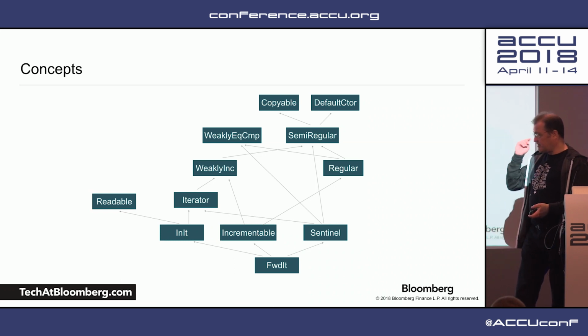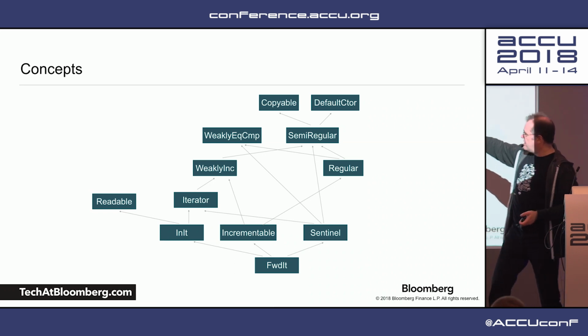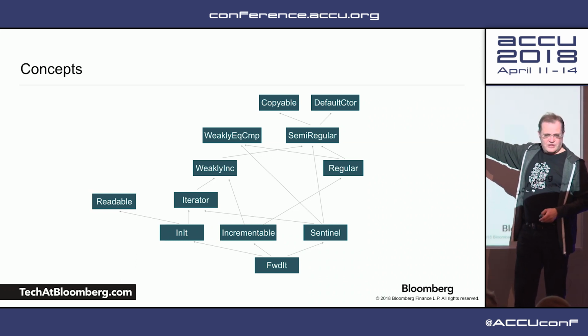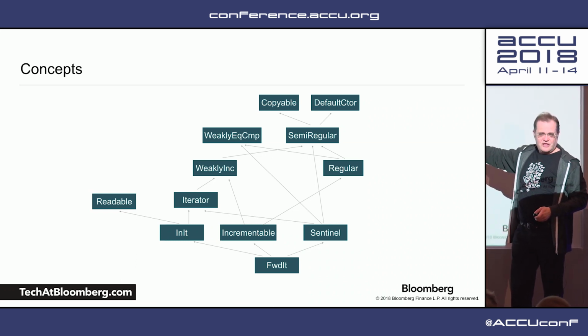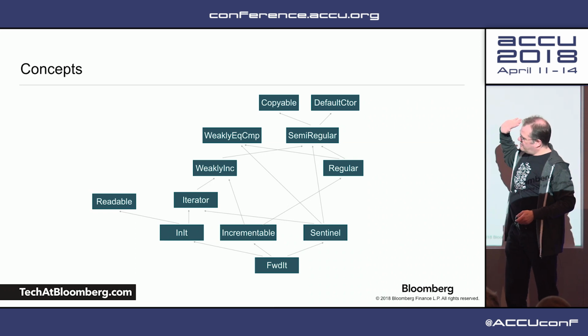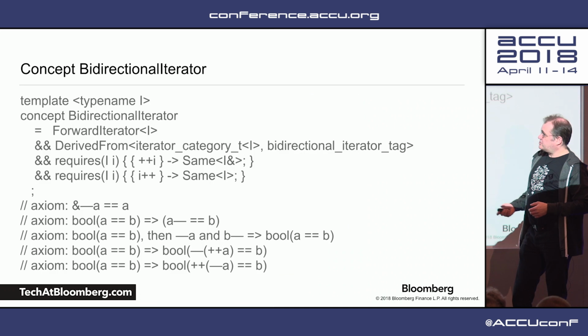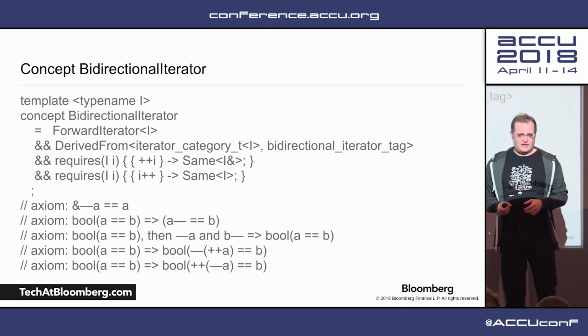There's a hierarchy of these to define, and actually to test it, things like copyable come in via semi-regular, and all of these things need to be tested. So from my point of view, it's just too much fuffing about. So I just talk about bidirectional iterator, which is really simple.